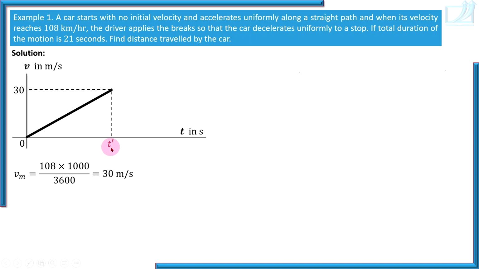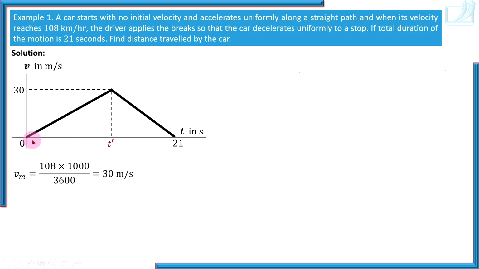What happens at t dash? The driver applies brakes so that the car decelerates. The car decelerates uniformly. So again it is uniform acceleration. When acceleration is constant, the VT diagram is an inclined line. And acceleration is negative. That means it is a downward slope for that inclined line. And it stops. Total time duration is given. Total time duration is 21 seconds. That is why we inserted that. At t equal to 21 seconds, it stops. So this is how we have completed the drawing of the VT diagram.